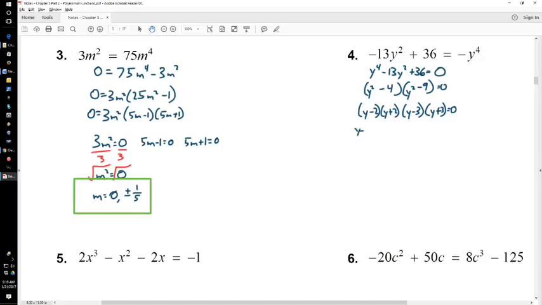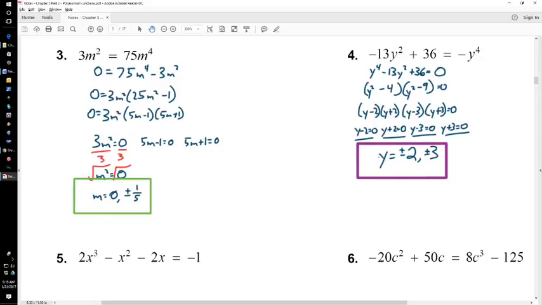And if you set them equal to 0, this is one of those reasons I say you don't have to write this section because by this point you might already have the answer in your head. But if you don't, here we go. Y plus 3 equals 0. So you solve all of them, you get a negative 2, a positive 2, so y equals plus or minus 2, and you get a positive 3 and a negative 3, so y equals plus or minus 3. And those are your answers.